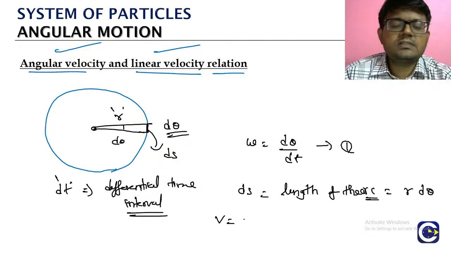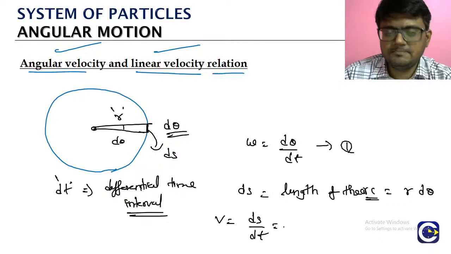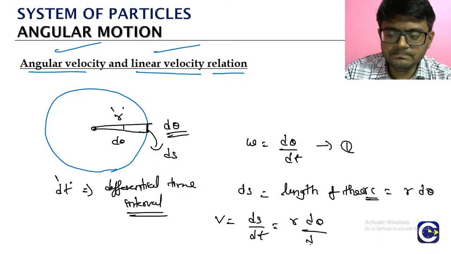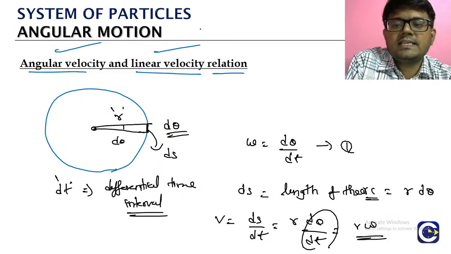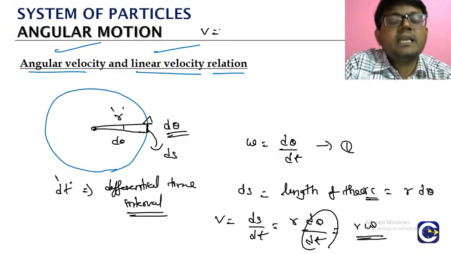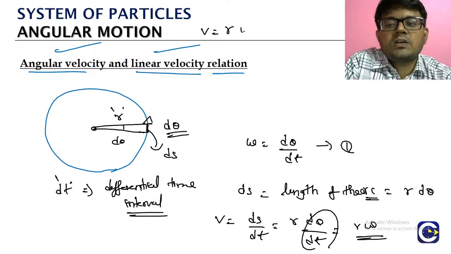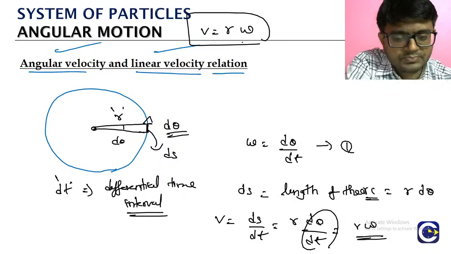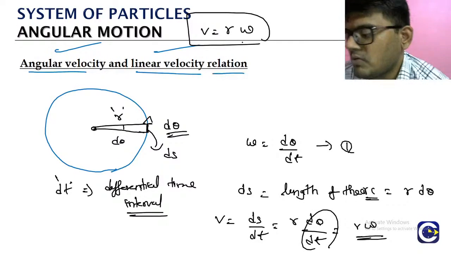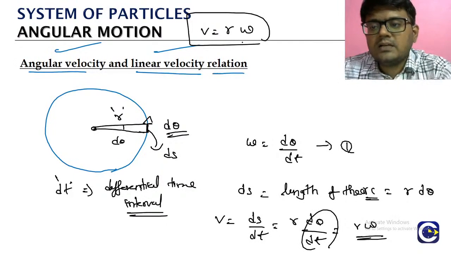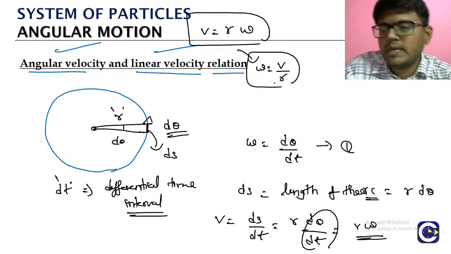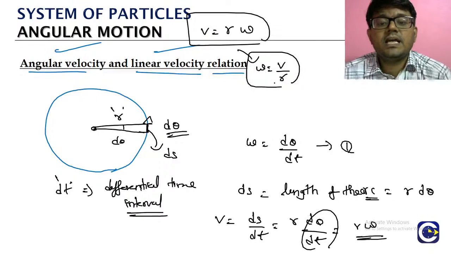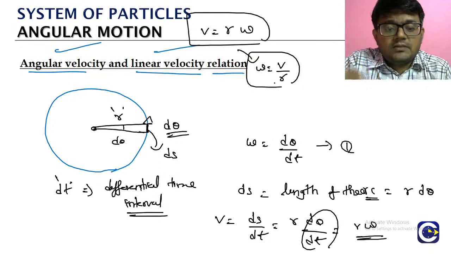So the linear velocity v is ds by dt, which is equal to r times d theta by dt. What is d theta by dt? Omega. So the relation for the linear velocity at any given instant of a particle going in a circular path is v equals r omega. So omega will be equal to v by r. This is the relation between the linear velocity and angular velocity of the particle in a circular path.